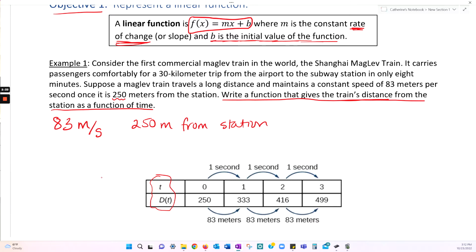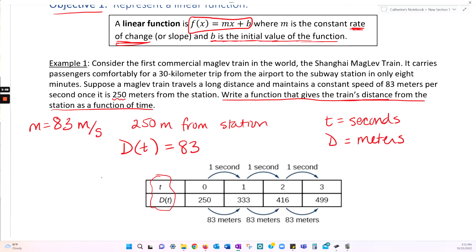So t for time looks like seconds. So t is number of seconds. And then d, that would be meters from the station. So d of t is our rate of change, our m value, 83 meters per second, so 83 times t, the independent variable, and then plus our initial value, our initial distance from the station, 250. So this would be the answer right here.